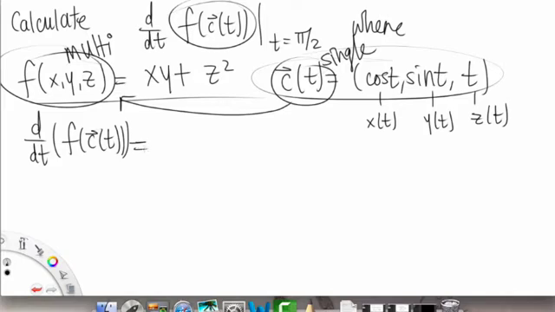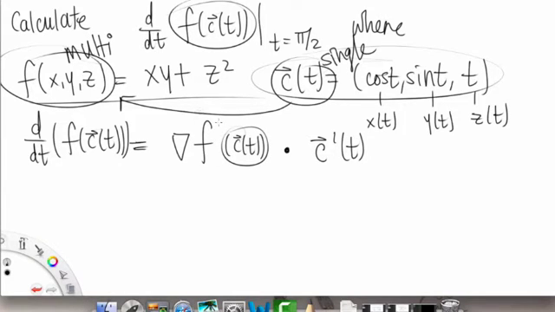So multivariable, when we derive those, we have to take the gradient. So it'll be the gradient of f, and then we'll still have c of t in there, right? With c of t plugged in, and then we're going to dot that or multiply it with the c prime of t, so the derivative of the inner function there. Okay, so let's just find this part first, and then we'll find this part, and then we'll dot them together.